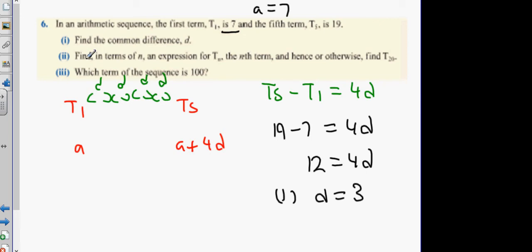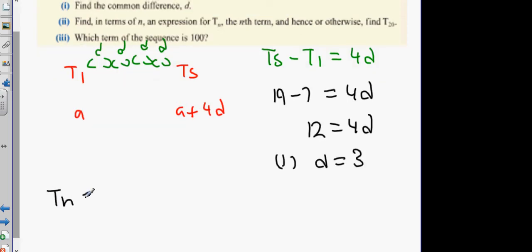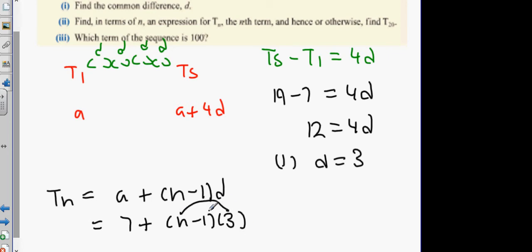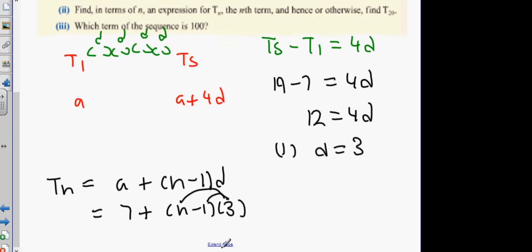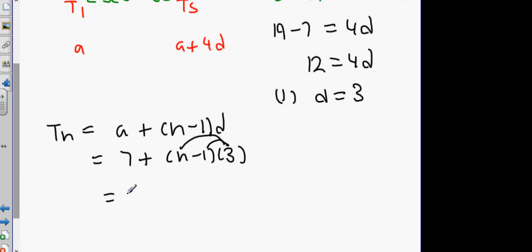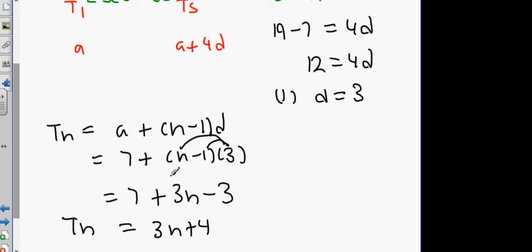Now they're going to ask, find in terms of n an expression for Tn, the nth term, hence or otherwise find T20. It's an arithmetic series, therefore you use the arithmetic formula for the nth term. And all we have to do now is fill in the numbers. So it's going to be 7 plus n minus 1 times 3. You're going to multiply them out, and you get 7 plus 3n minus 3. And then finally, you're going to get 3n plus 4 for Tn.